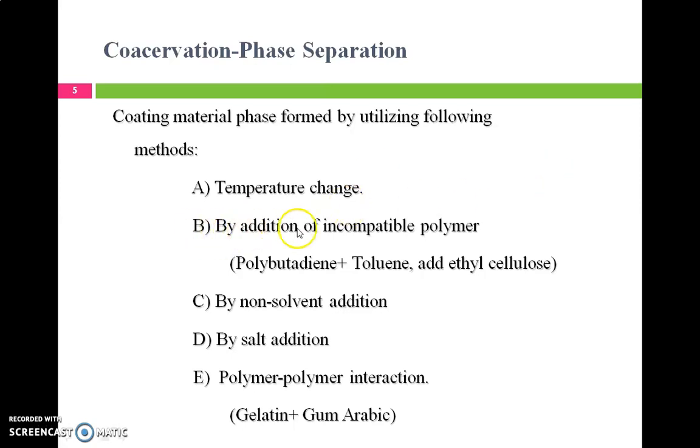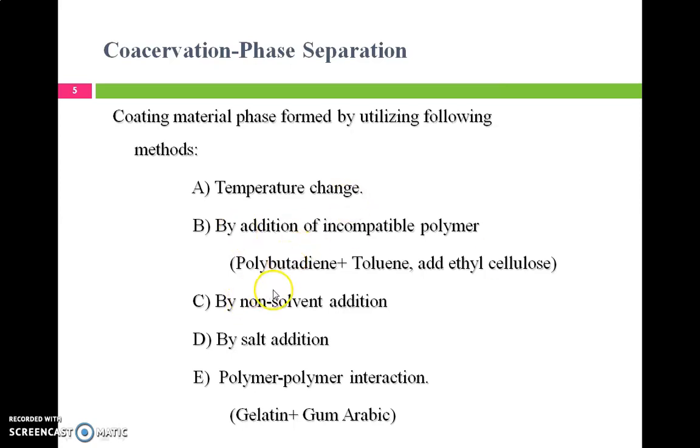The second method of phase separation is by addition of an incompatible polymer. An example is polybutadiene. When it is dissolved in toluene, it is in solution form. But when we add ethyl cellulose, polybutadiene and ethyl cellulose are incompatible with each other, so polybutadiene will co-adsorbate or come out of the solution.